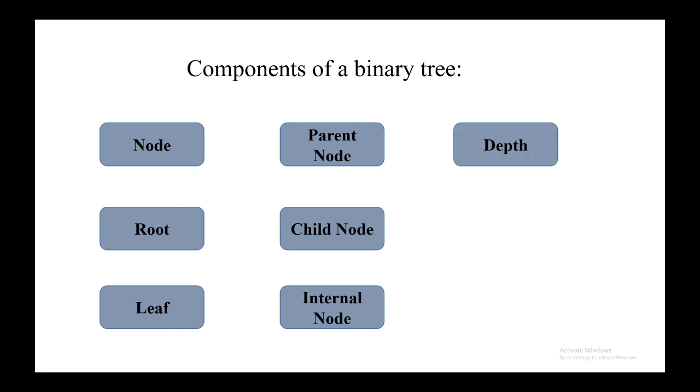The height of a binary tree is the longest path from the root to any leaf. The depth of a node is the total number of edges from the root node to the target node. These were some of the components of the binary tree.